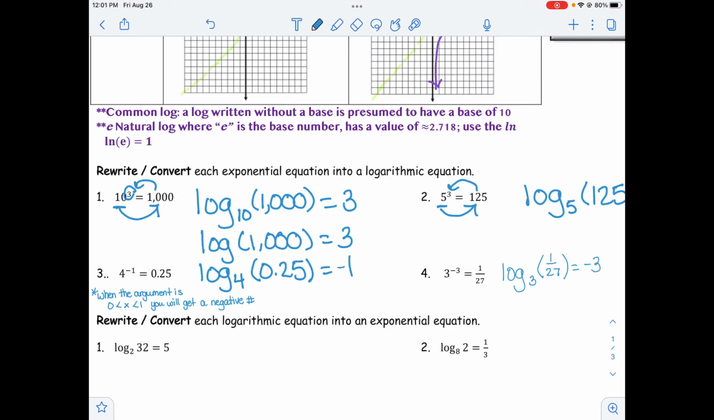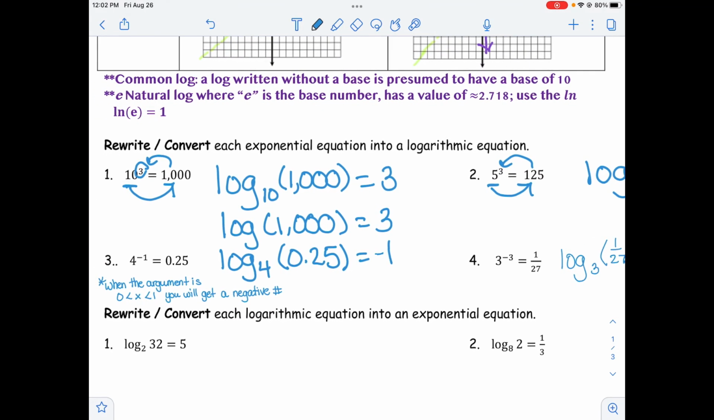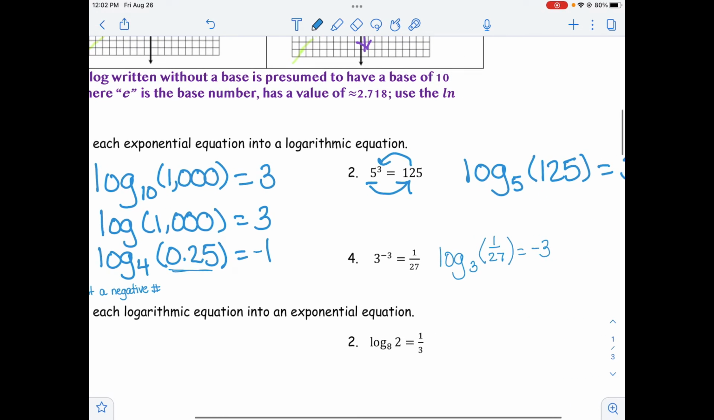For number 3, you would have gotten log base 4 of 25 hundredths, or 0.25, equals negative 1. So pay attention: when your argument, which is where our A would be, is less than 1 but greater than 0, you will get a negative answer on the other side. For number 4, you have log base 3 of 1/27. That is, of course, less than 1 and greater than 0, and it equals negative 3.